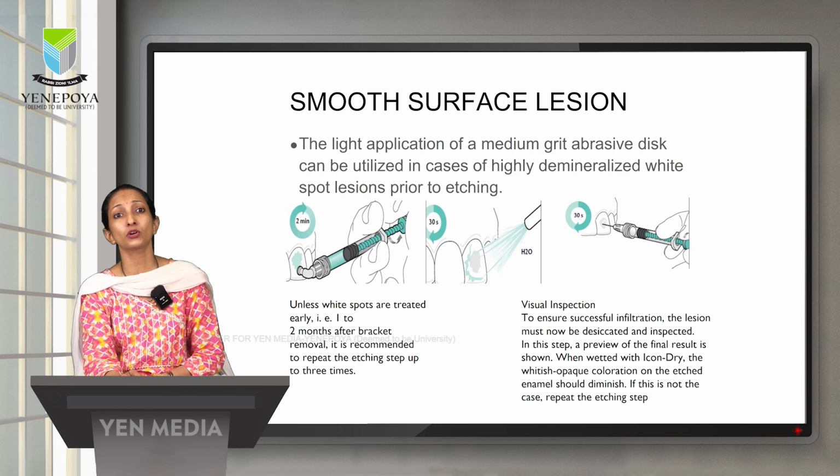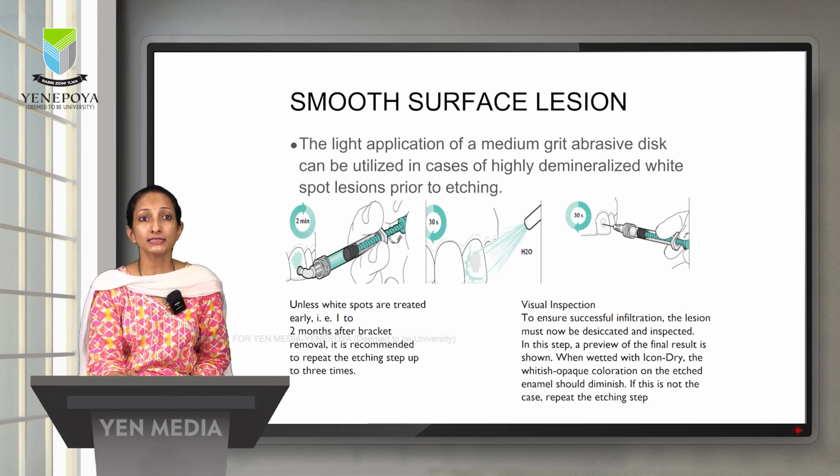Now, unless white spots are treated early, that is by 1 to 2 months after bracket removal, it is recommended to repeat the etching step up to 3 times. Now once the etchant is thoroughly dried for 30 seconds, then the Icon Dry is placed, and it is allowed to dry for 30 seconds. On visual inspection, to ensure successful infiltration, the lesion must now be desiccated and inspected.